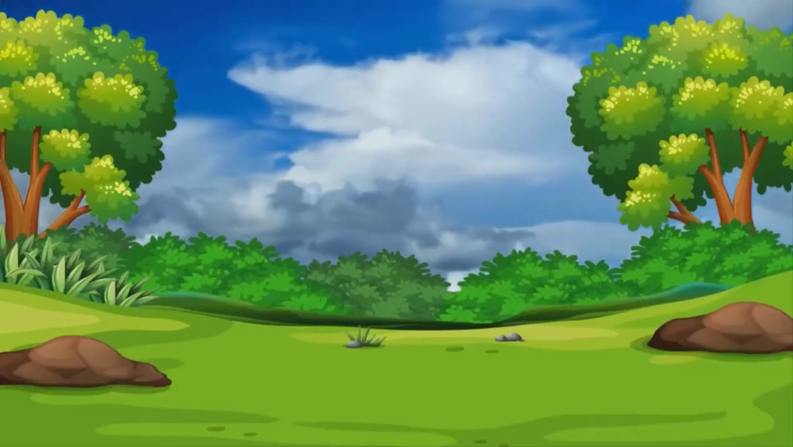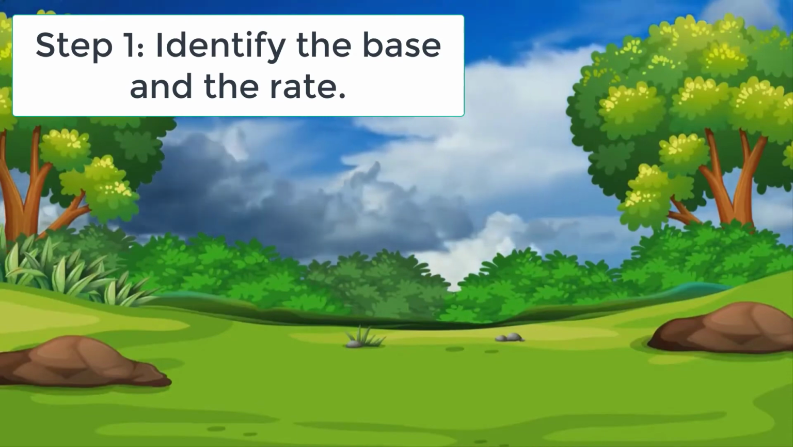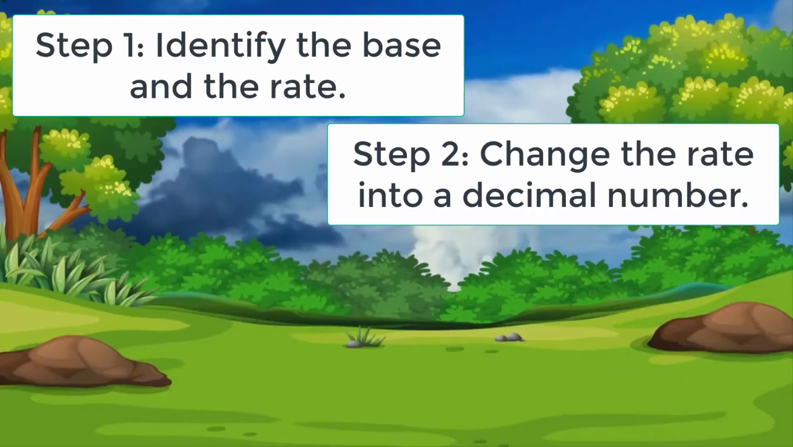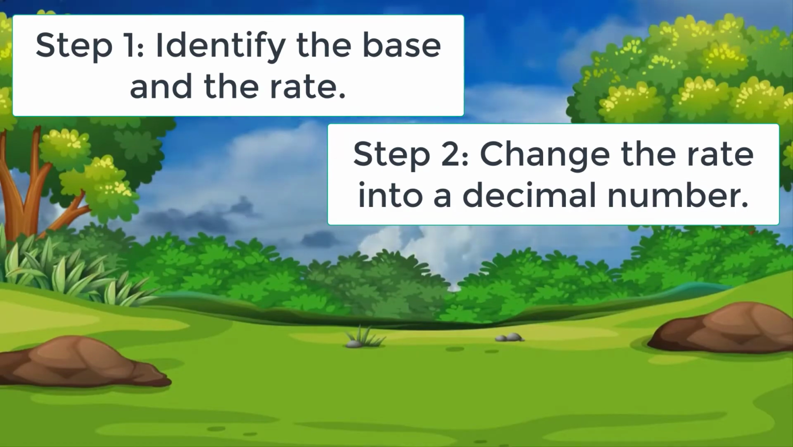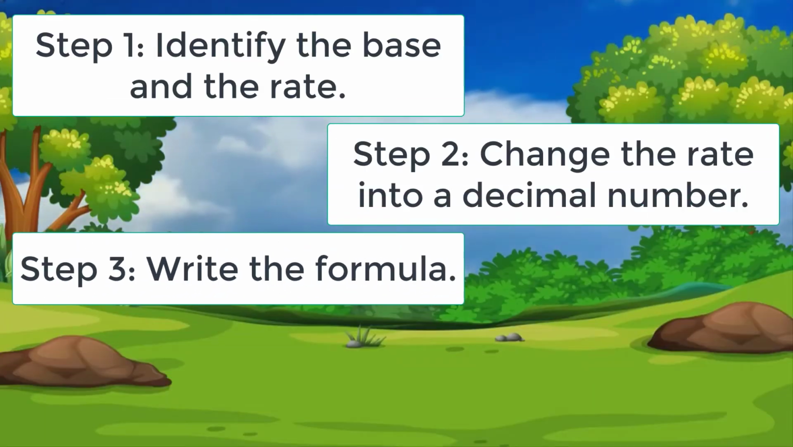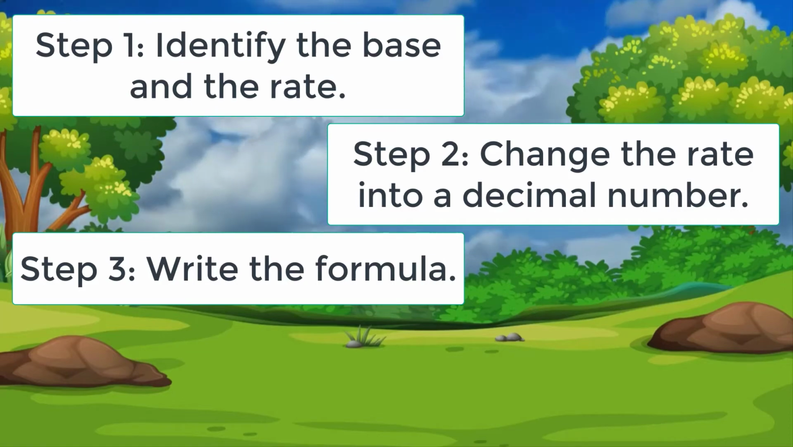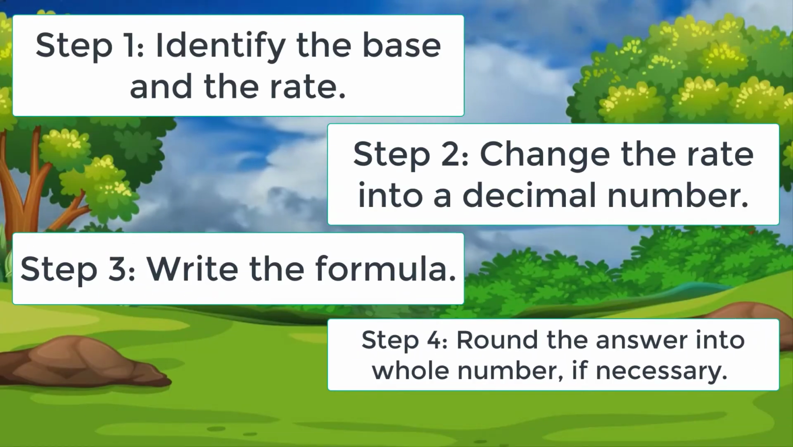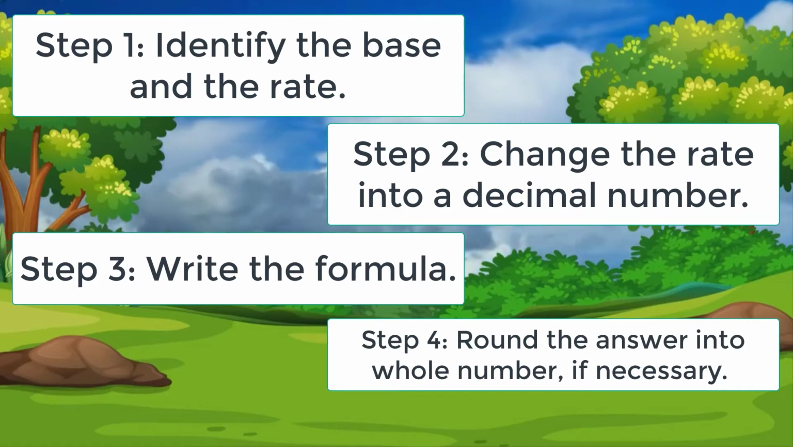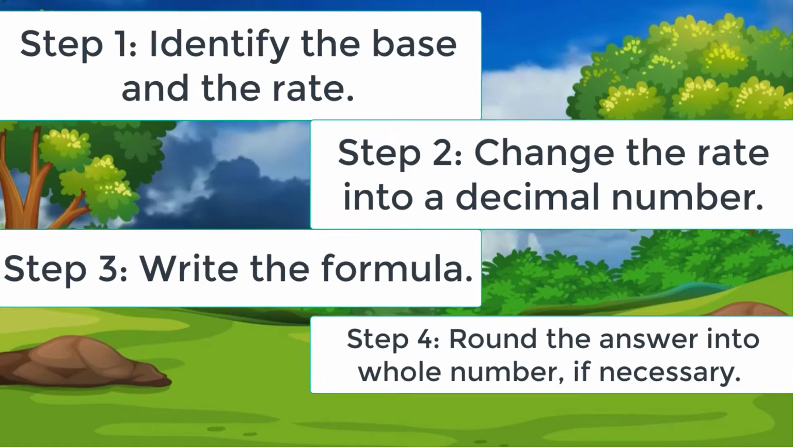Wow! That was fun and interesting. We did a nice job in finding the percentage of a given problem. Can you still recall the steps? Step 1, identify the base and the rate. Step 2, change the rate into decimal numbers. Step 3, write the formula. P equals B times R, or percentage equals base times rate. Step 4, round the answer into a whole number if necessary.